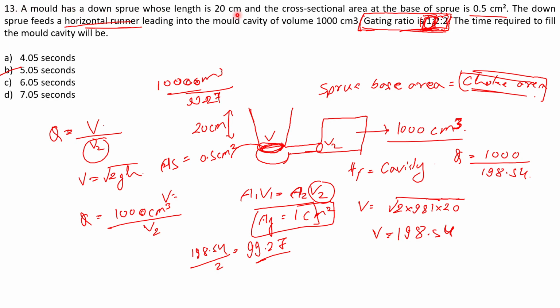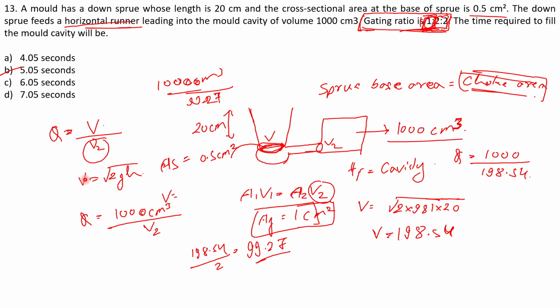A mold has a down sprue whose length is 20 centimeter and the cross sectional area at the base of sprue is 0.5 centimeter square. The down sprue feeds a horizontal runner leading into the mold cavity of volume 1000 centimeter cube. Gating ratio is given. The time required to fill the mold cavity will be. So for the flow rate, we know Q equal to volume of casting, whatever we are going to fill, upon the velocity of the molten metal.